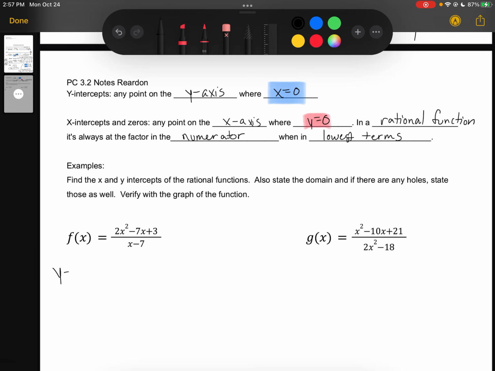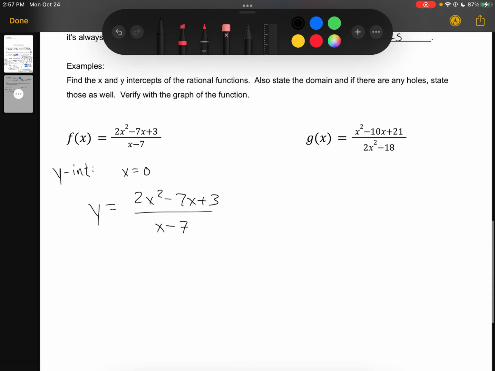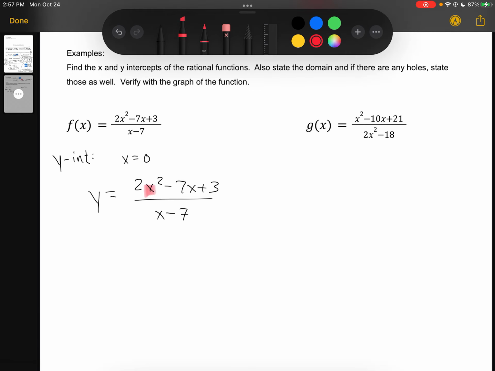So for the first one, we can practice y-intercept first. So to find a y-intercept, we want to set x equal to 0. So for our function, we have y equals 2x squared minus 7x plus 3 over x minus 7. We want to take each of these x terms and put a 0 in its place.